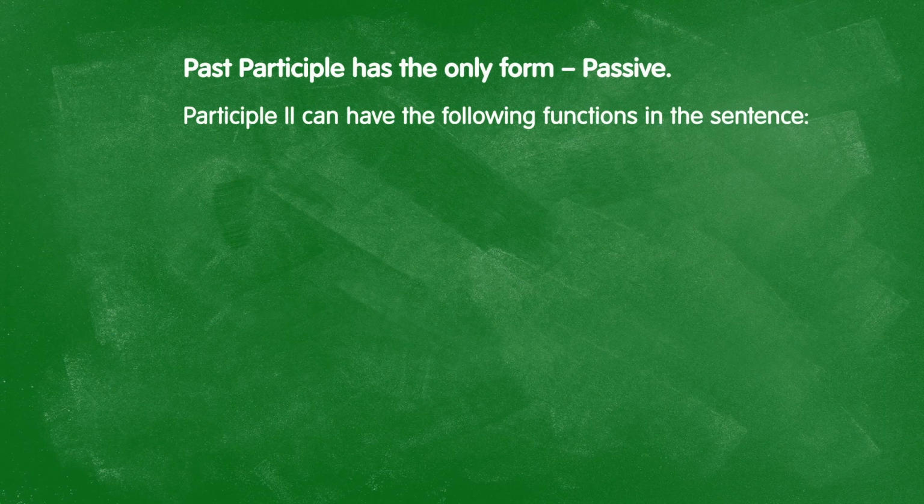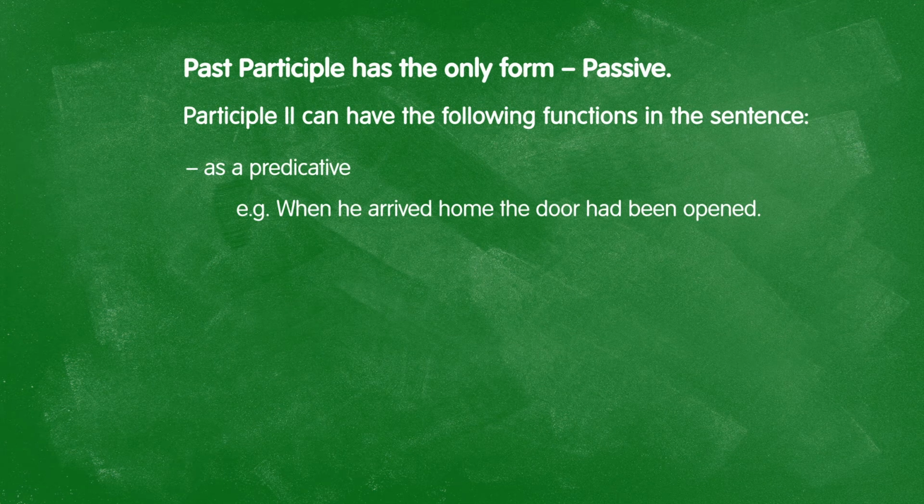So there's also another difference, and that is that the past participle does not have an active form. It is only ever passive. So let's examine the past participle and how we use it in some sentences. One way that we use the past participle is as a predicative. For example, when he arrived home, the door had been opened. Here, it just tells me about what happened to the door in the past. The door had been opened.